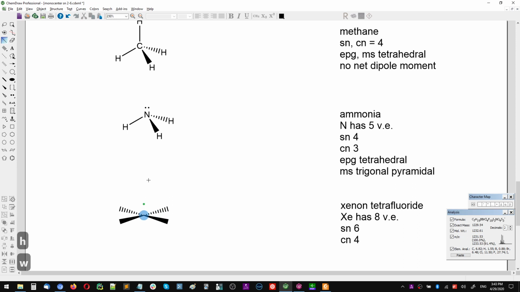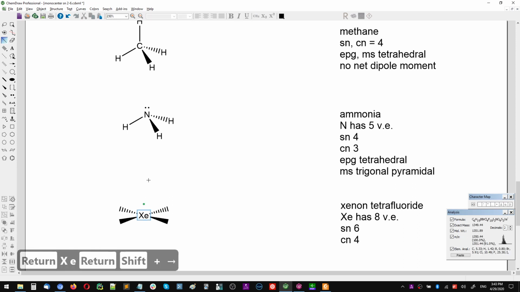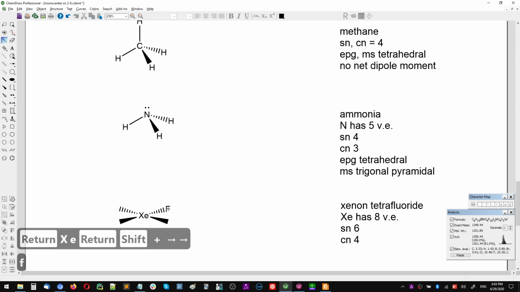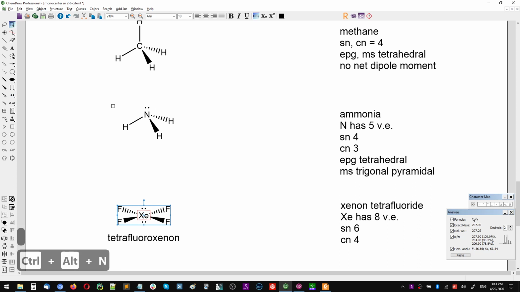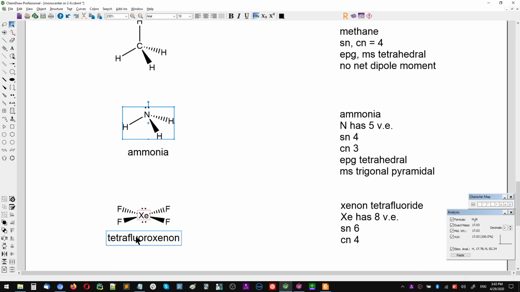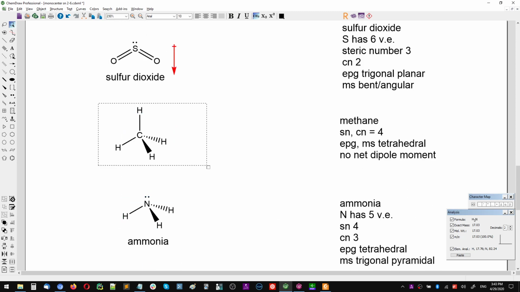Yeah, this looks right. And as you can imagine, an electron pair pushing from above and one from below. Tetrafluoroxenon. This is interesting information here. So this is a normal valence for xenon, a normal coordination number, because we have no lambda.